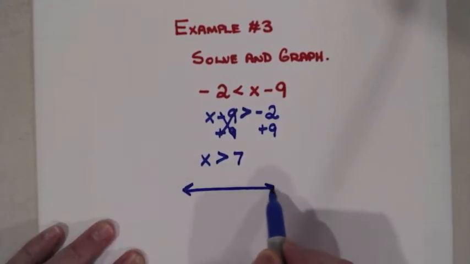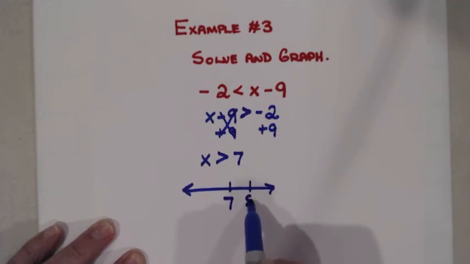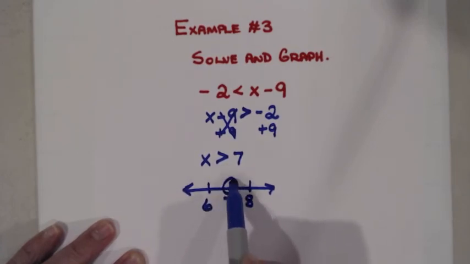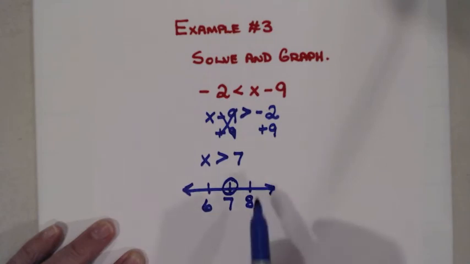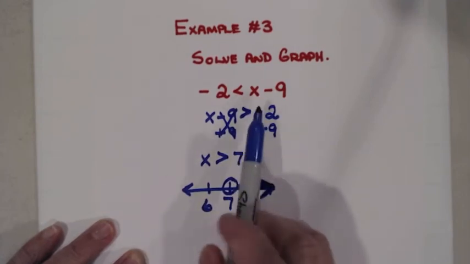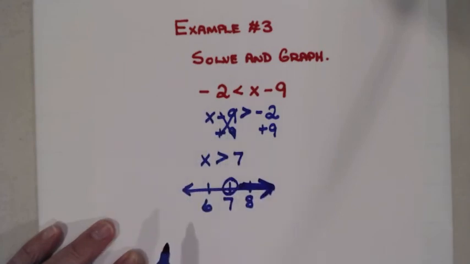Put this on a number line. Put this number in the middle. Numbers on this side are bigger than 7. 8. Numbers on this side, smaller. What's smaller than 7? 6. Open or closed circle. This symbol tells me to put an open circle. 7 is not an answer. But all these numbers bigger than 7 get shaded because they are answers. So if the variable is not on the side it's supposed to be on, switch the entire inequality around like we've been doing.